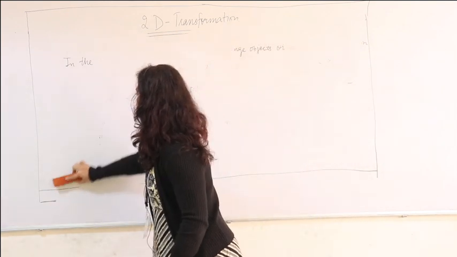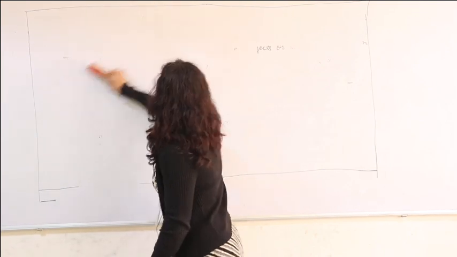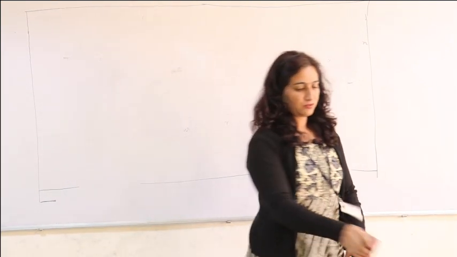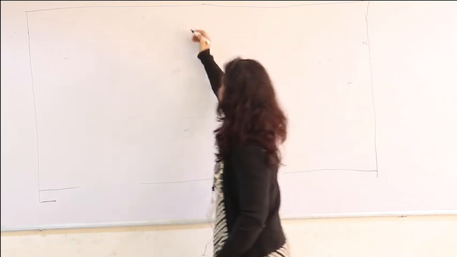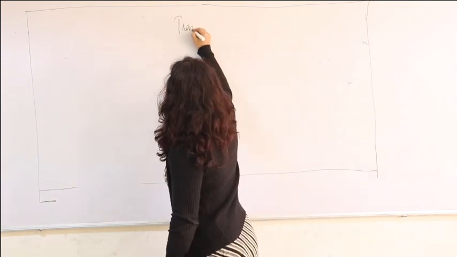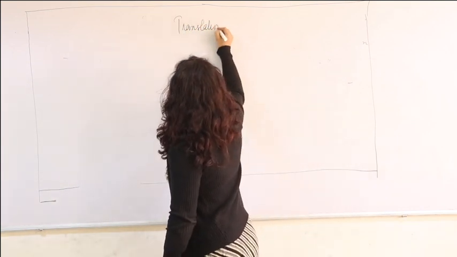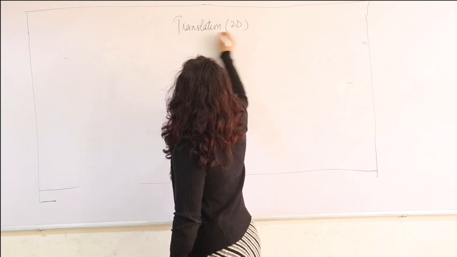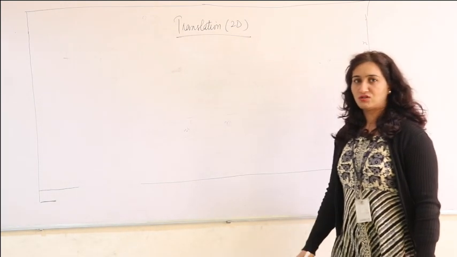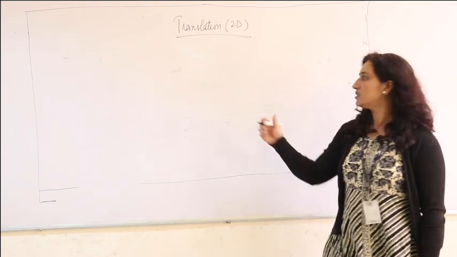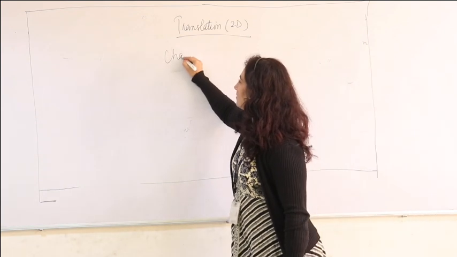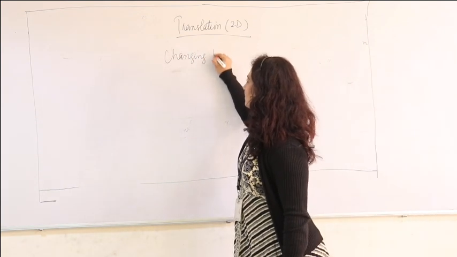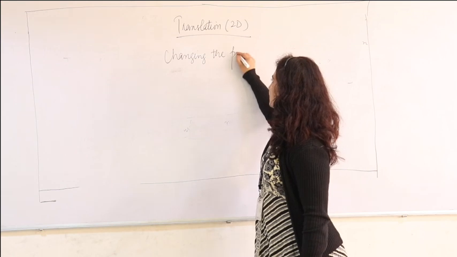Translation. I made a mistake. It's not transformation, it's translation, which is in 2D. What is translation? Translation means changing the position of an object.